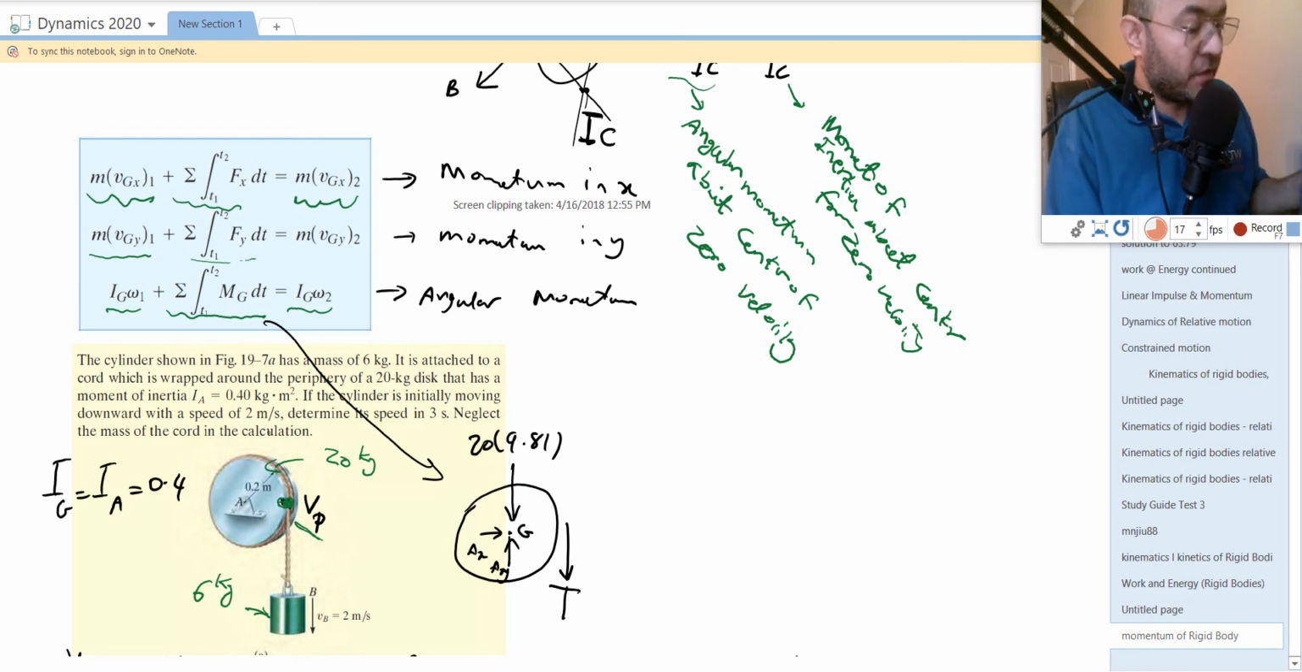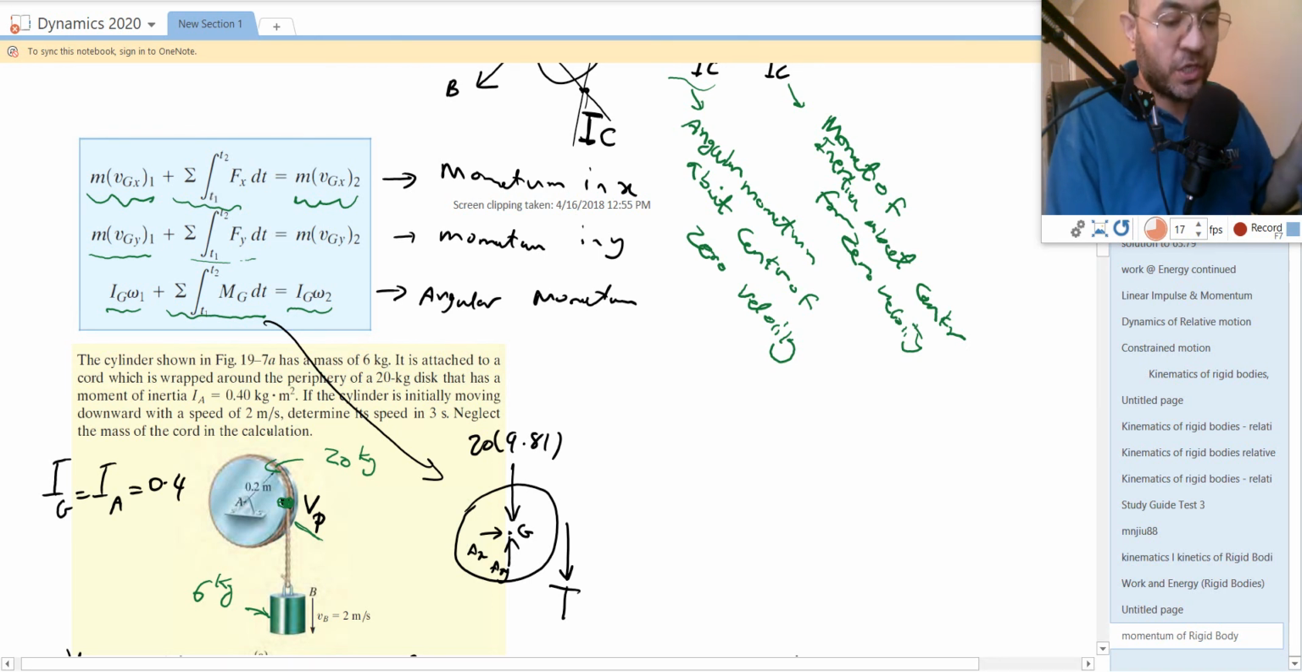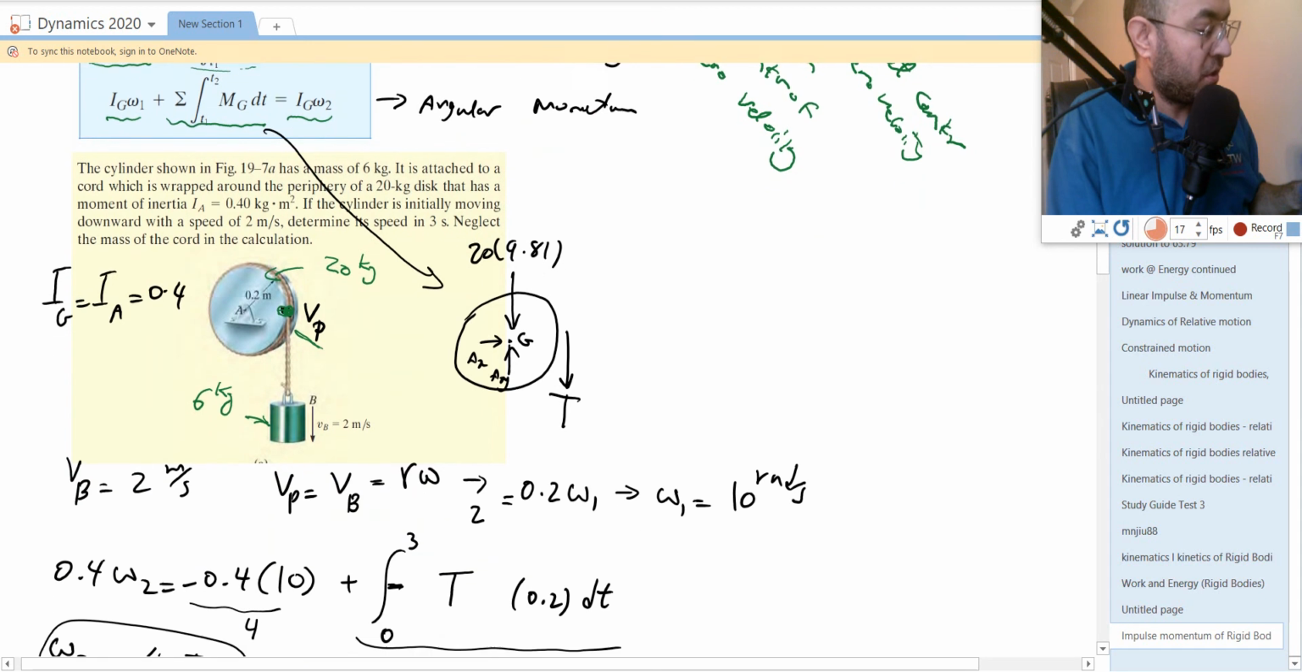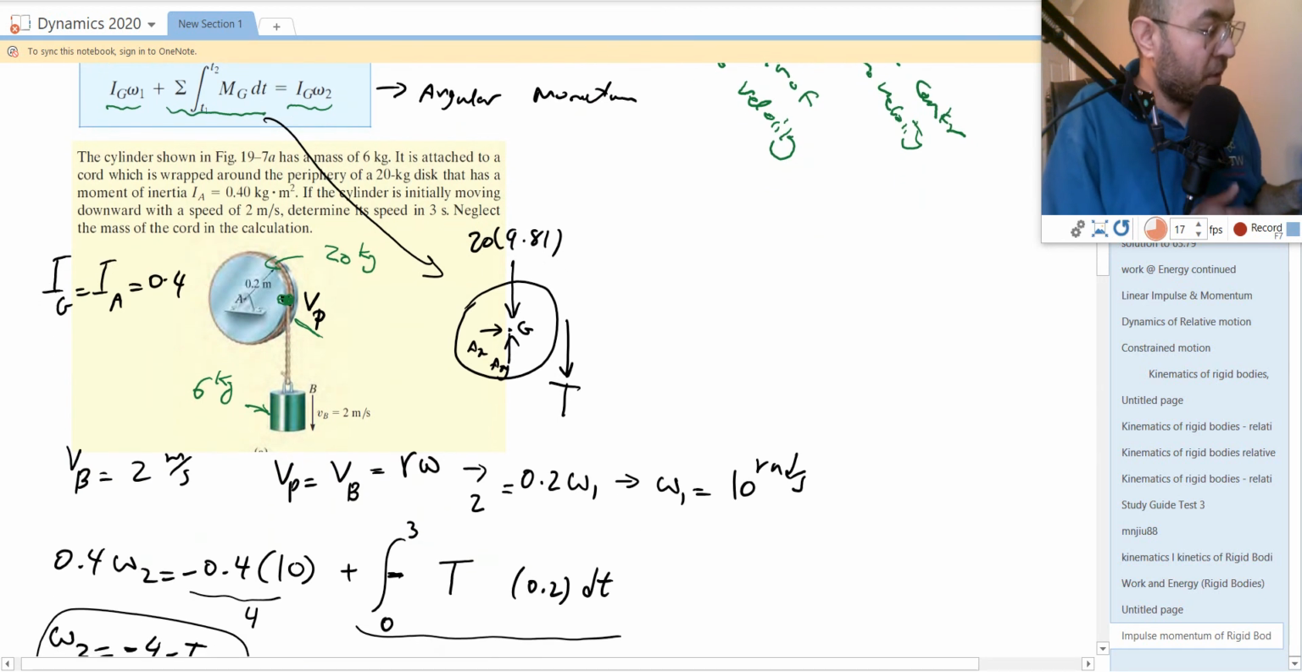So by just looking at this problem, do you see any motion in X? Do you see any motion in Y? If I just look at the disc, I can see something. If I look at the cylinder, I can see something else. The cylinder is moving in Y. But if I just look at the disc, the disc has a rotational type of motion.